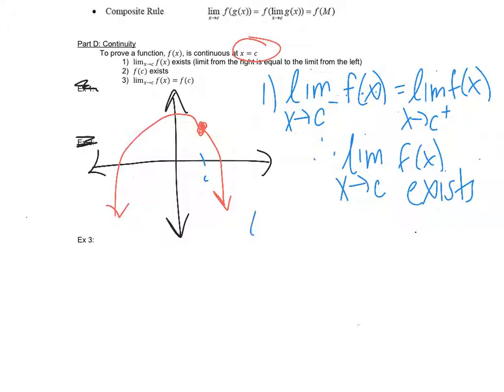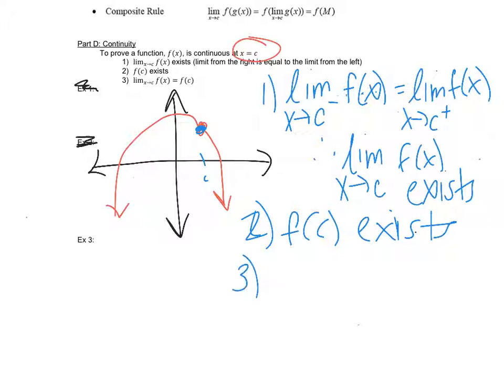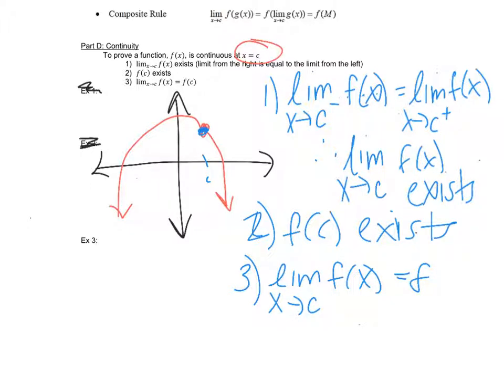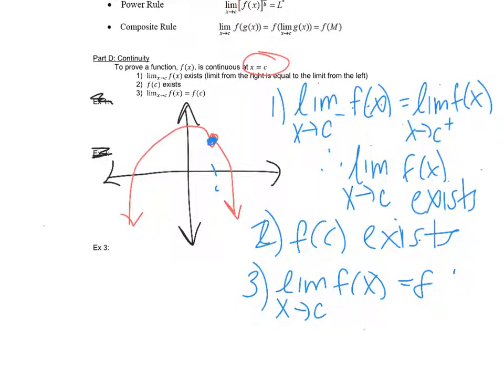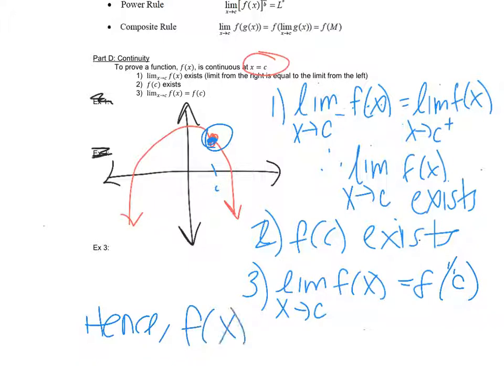Step 2, does f of c exist? Yes, there is a functional value at c. It's right there. And step 3, does it equal the limit? So does the limit as x approaches c of f of x equal f of c? There we go. And the answer is yes, right? Because the limit is going to be around here, and the functional value is the same. So hence, f of x is continuous.